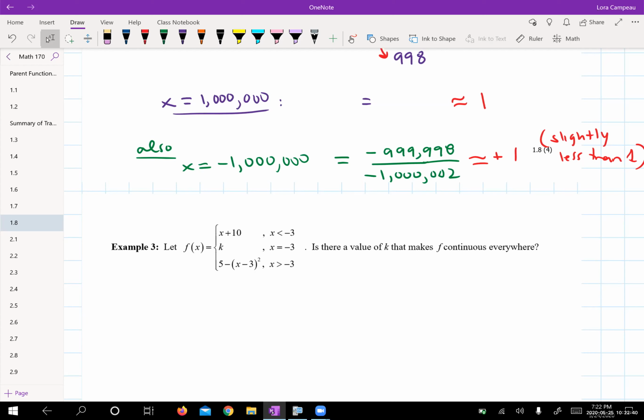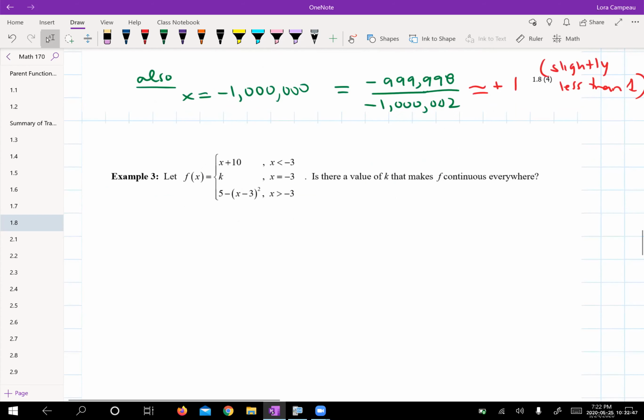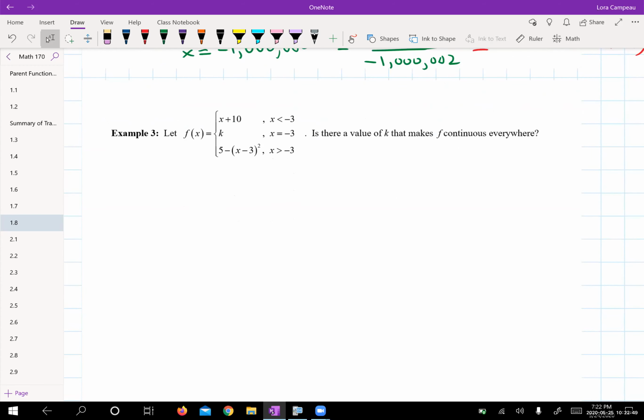We're going to look at a few more examples, example 3 and example 4. We're going to talk about the idea of trying to patch up a piecewise function. I know they don't really refer to it in that manner, but this is how I like to look at it. This is where they're asking us, is there a value of k, looking at our k right here, that makes the function continuous everywhere?